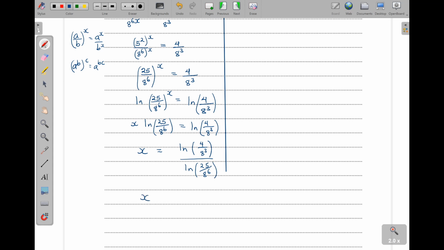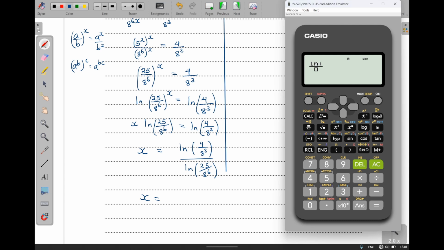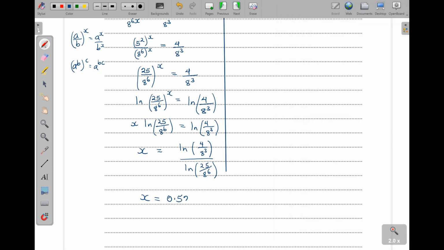So when we put this one in the calculator, what do we get to 3 decimal places? We have natural log of 4 divided by 8 cubed, 8 then cubed, and then we close the brackets. Then down here we shall have natural log of 25, then divide by 8 power 6, 8 then power 6. So we close the brackets here. Everything gives us 0.524. This is to 3 decimal places, okay? That is one way to do this.